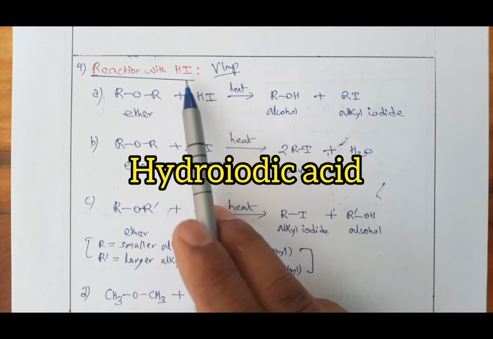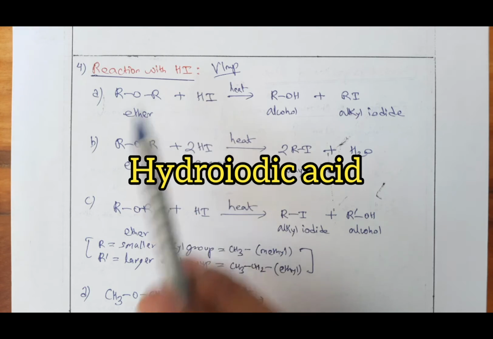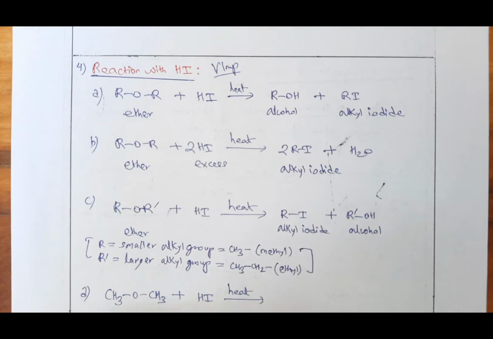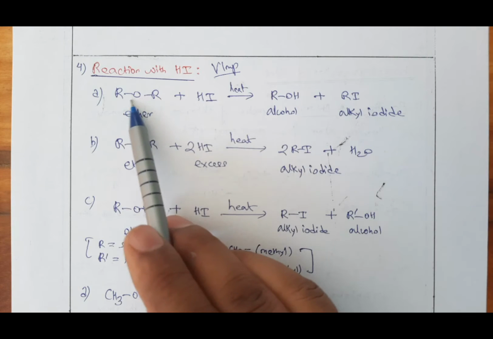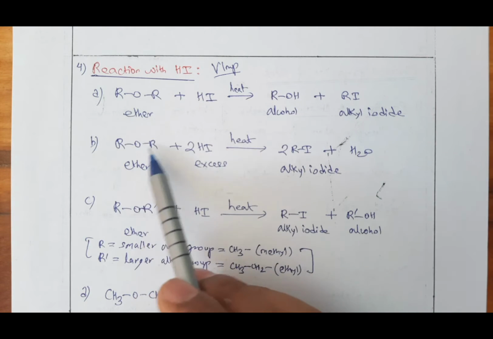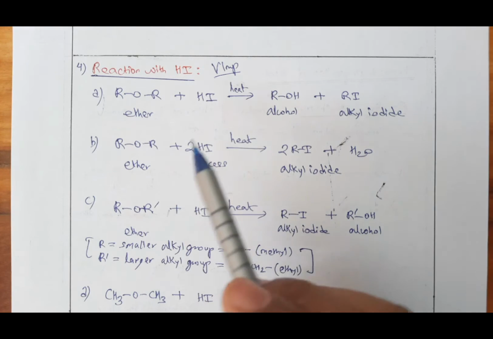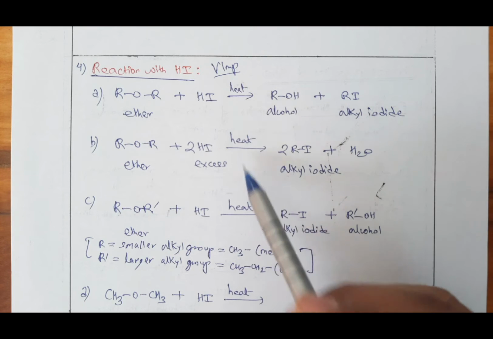Reaction with HI means hydrogen iodide, or you can say hydroiodic acid. But when ether reacts with HI, it reacts in three different conditions, A, B, C, that we're going to see one by one. So this is your symmetrical ether, R part is same. This is also symmetrical ether, R part is same. And this is unsymmetrical ether because R part is different, R dash. Now in all we are reacting with HI followed by heating.